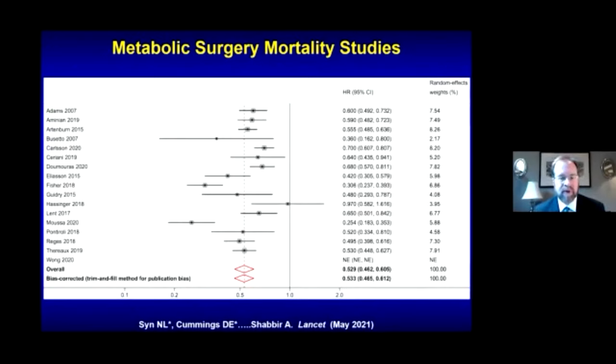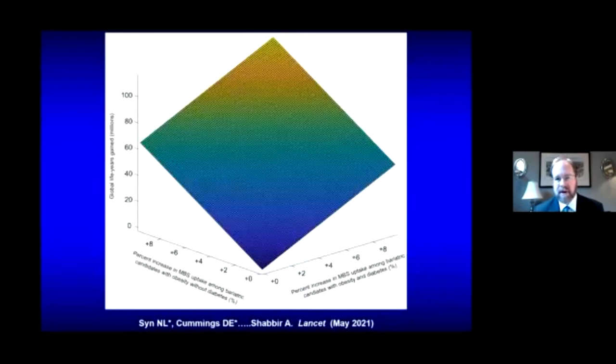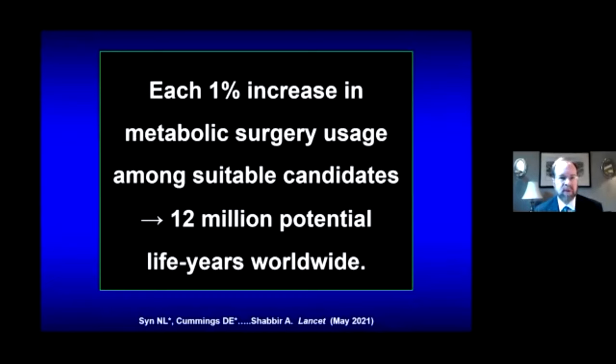This is a little tough of a graph to get your mind around, but what it shows is the estimated increase in life years worldwide for every 1% increase in metabolic surgery usage. And the two x-axes are with and without diabetes. To put this in words that are easy to understand, we estimate that with each 1% increase in the actual utilization of metabolic surgery among qualified candidates, about 12 million potential life years would be saved worldwide. In most industrialized nations, the actual use of metabolic surgery among qualified candidates runs a little less than 1%. If we were to increase that to a little bit less than 2%, we estimate that about 12 million life years would be saved every year.